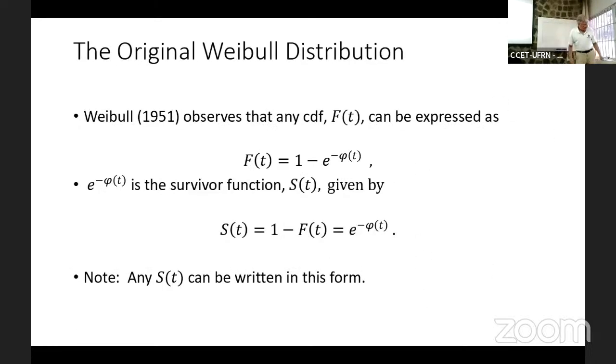The paper that I used to provide some foundation for this is basically a talk that Weibull gave in 1951 at the American Society of Mechanical Engineers. It appears in one of their publications. So he starts off, this is literally how he does this. He starts off with any CDF can be expressed as 1 minus that crazy function there. And that crazy function is nothing more than a survivor function.